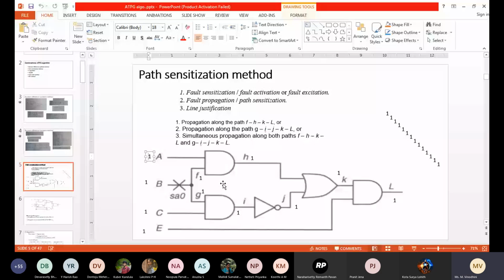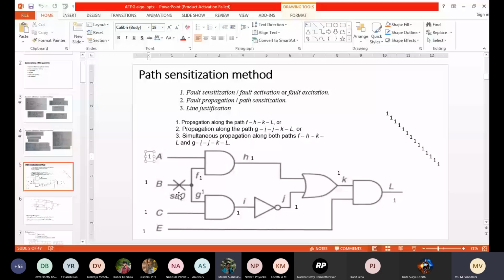Now let us take the first path, FHKL. For this path, I need to do fault sensitization, propagation, and line justification. First, fault sensitization. Sensitization, or you can remember this word also, activation. Activation means here, what is the fault present here?